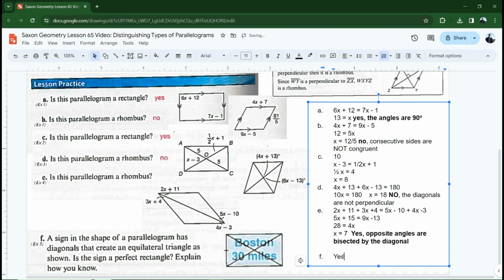perfect rectangle. All right, you are ready to do numbers 1 through 30 for next time.